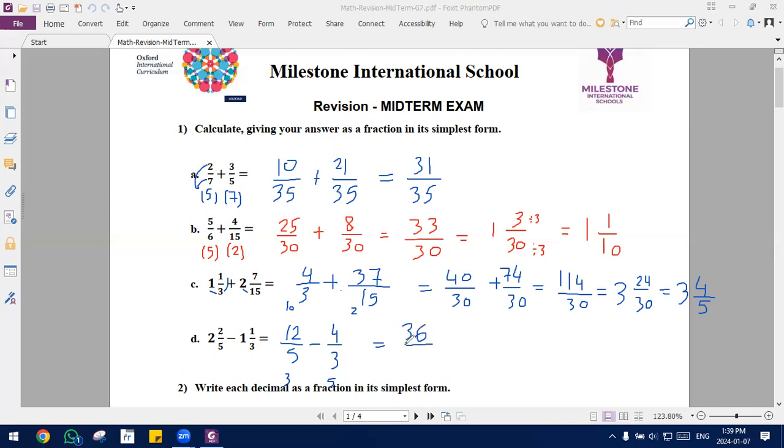36 over 15 minus 20 over 15, which is 16 over 15. Now, the question is given as mixed, so let's have the final answer as a mixed value. 16 divided by 15 is 1, and the remaining is 1 over 15. Can we simplify it more? No, it's already simplified.